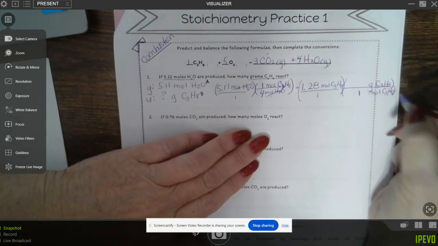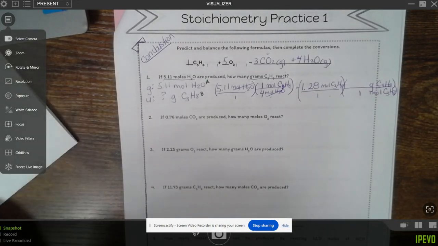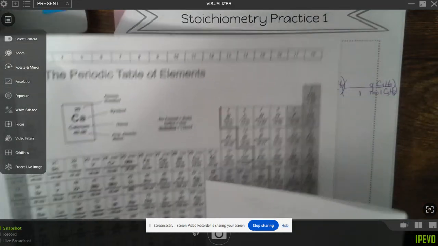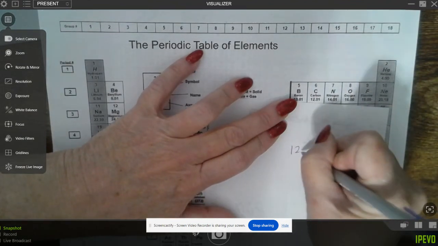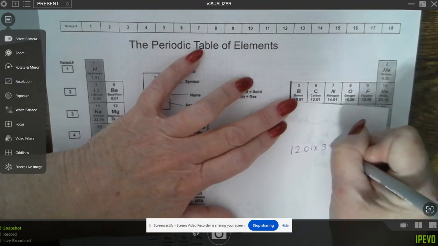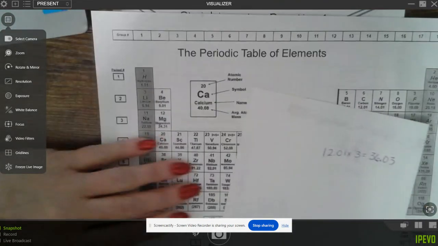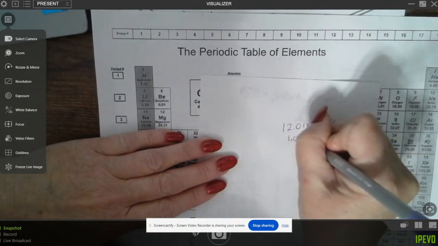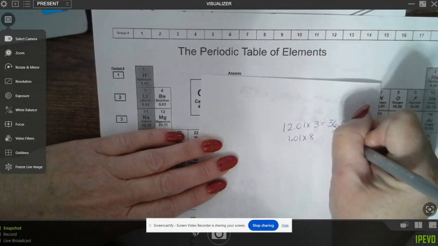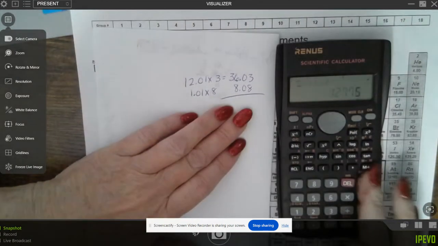So 1 mole is always equal to the molar mass. So in this case, we have C3H8. So carbon is 12.01. So 12.01 times 3 is 36.03. And hydrogen is 1.01 times 8 is 8.08. Let's calculate this so I don't make a silly mistake.